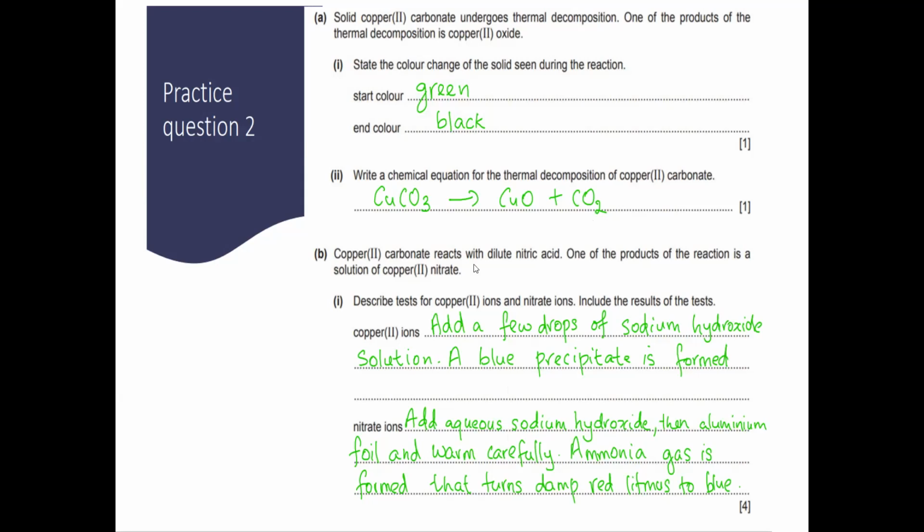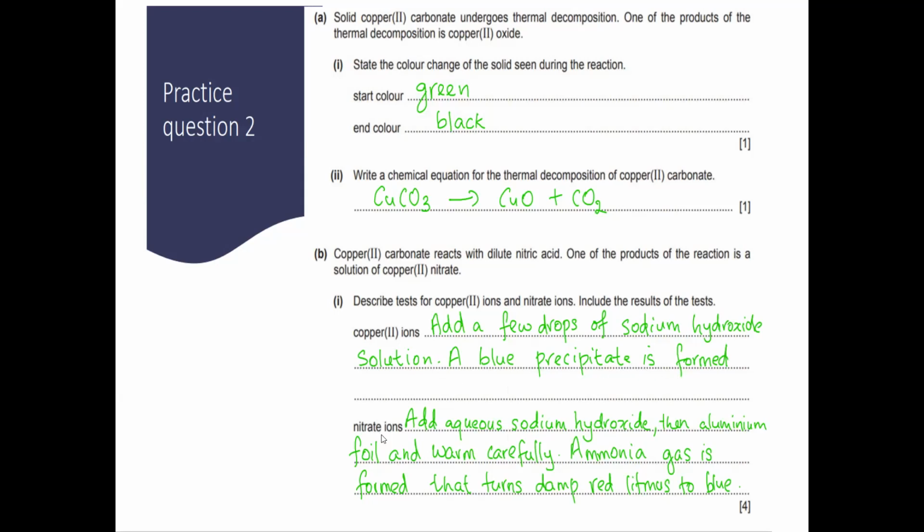Copper 2 carbonate reacts with dilute nitric acid. One of the products of the reaction is a solution of copper 2 nitrate. Describe tests for copper 2 ions and nitrate ions. Include the results of the test. Copper 2 ions. Add a few drops of sodium hydroxide solution. This is the test. The result is a blue precipitate is formed.